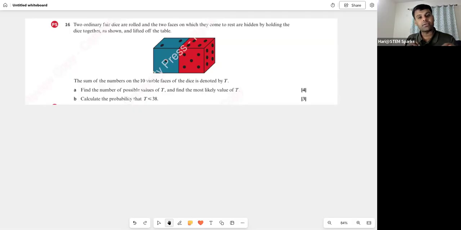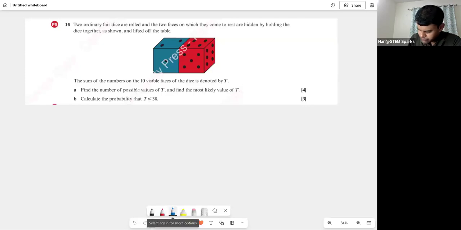Whatever the numbers are on the other 10 faces, we can still read them out, right? Only we are not sure about what the numbers are on the two hidden faces of the dice. Since they are fair dice, they will have numbering from 1 to 6. So what will be the sum of all the numbers on the 12 faces?